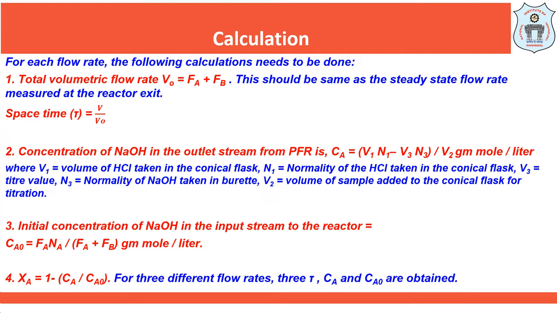Then the space time is the total volume divided by the volumetric flow rate. Here capital V is the volume of the PFR. Then the concentration of sodium hydroxide in the outlet stream is given by V1 into N1 minus V3 into N3, divided by V2.